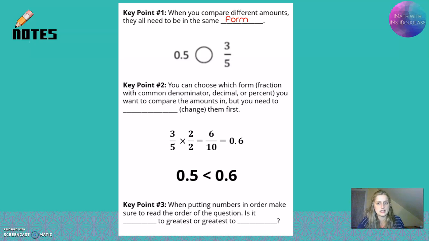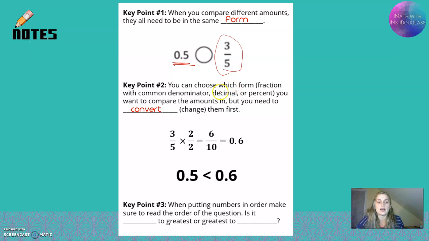So you can see in this example, I'm looking at 5/10 right here versus 3/5. Now, I'm comfortable with 5/10, I'm comfortable with 3/5. Don't really want to compare them when they're like this though, because I'm not 100% sure which one's bigger. So when I'm asking you which one's bigger or which one's smaller, you want to convert. That means change them first so that they are in the same form. Whichever form you choose. Some people like decimals better, some people like fractions better.